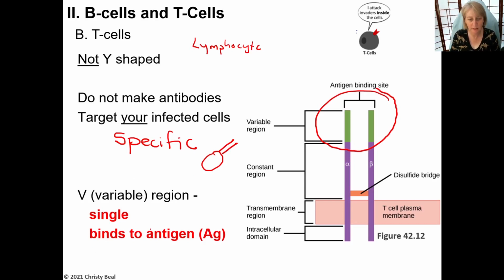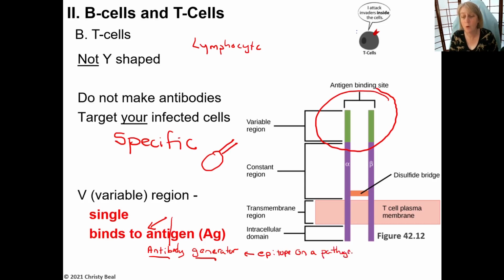So I want to redefine this word because it's one of the words that tricks people up a lot. Antigen is an antibody generator. Antigen. But it means that it's an epitope on a pathogen or something that doesn't belong. I would write something wrong. A protein, or let's go with protein, it's easier. A protein that is wrong.